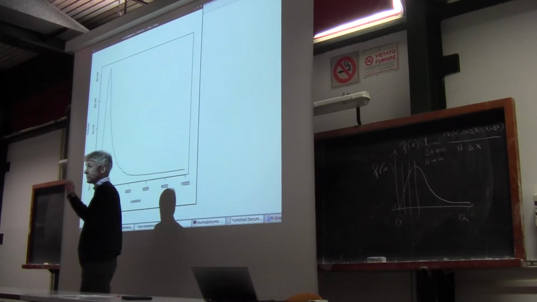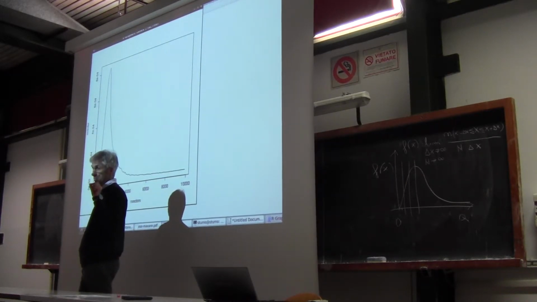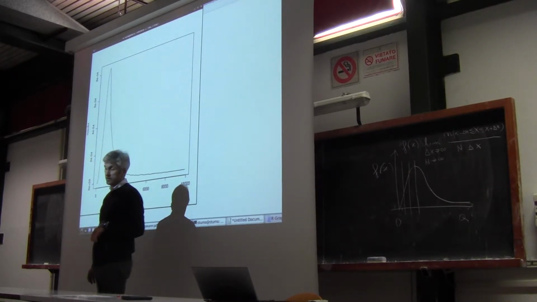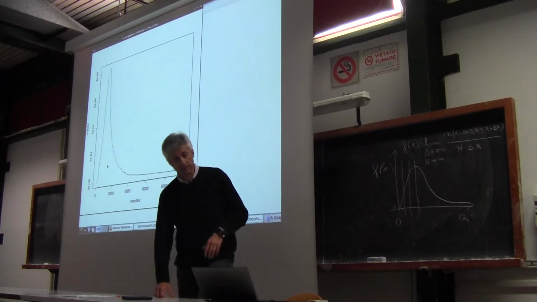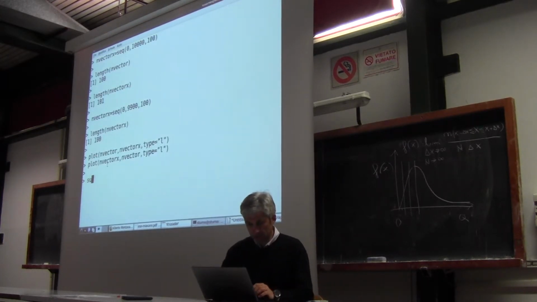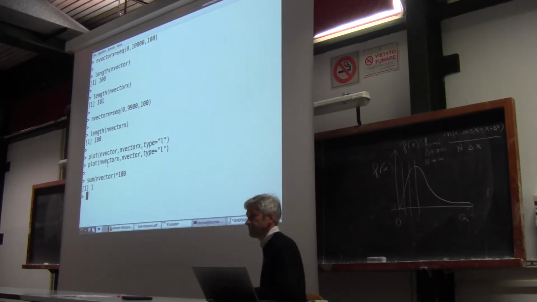Do you remember what we said yesterday? Meaning, the integral of the probabilities should be 1. So let's try if the integral, times delta x, let's try to compute the summation. So let's do this. Sum n vector times 100. And let's see if it is 1. 1. Perfect.